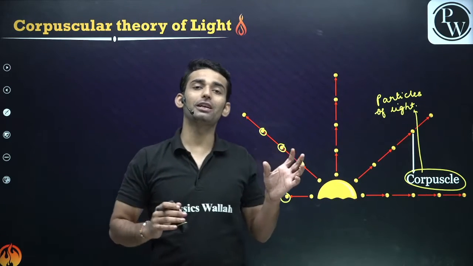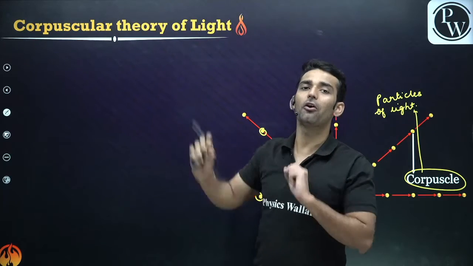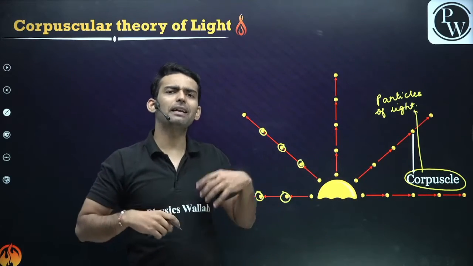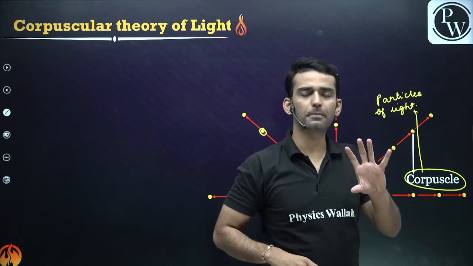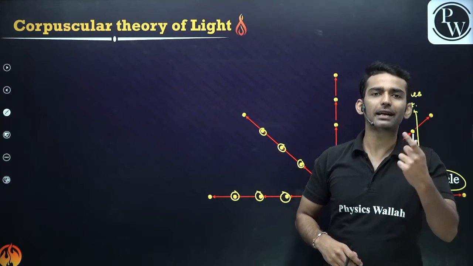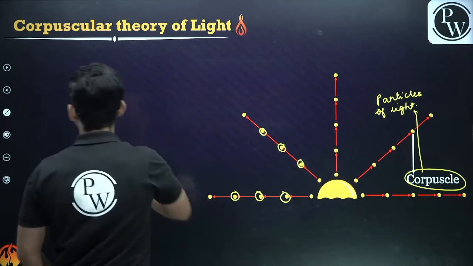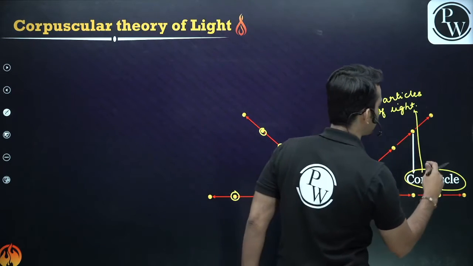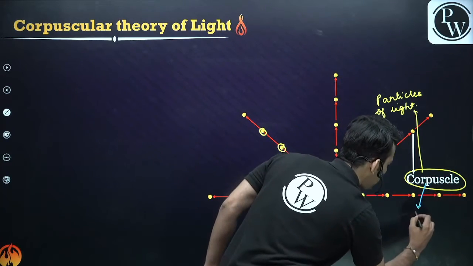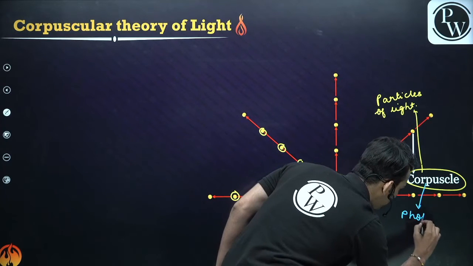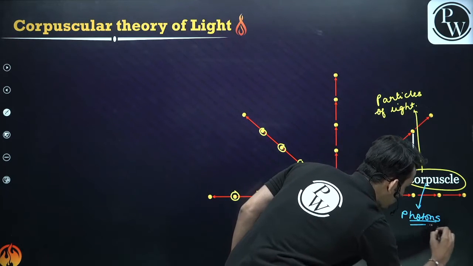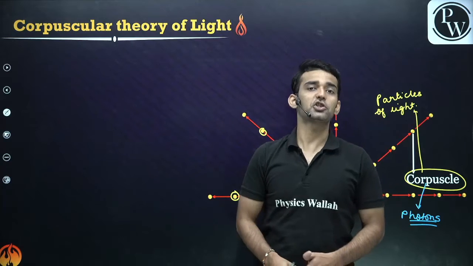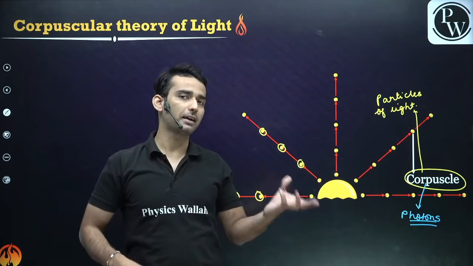So this theory is known as the corpuscular theory of light, right? Many phenomena are based on this corpuscular theory. The particles of light are also known as photons. Nowadays these are more known by the name of photons, the particles of light. Okay guys, so there are many experiments based on this corpuscular theory or the particle theory of light.